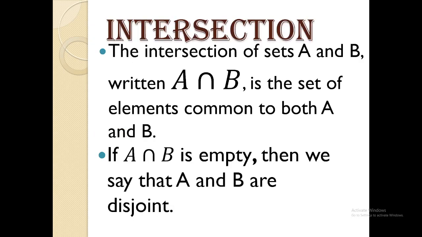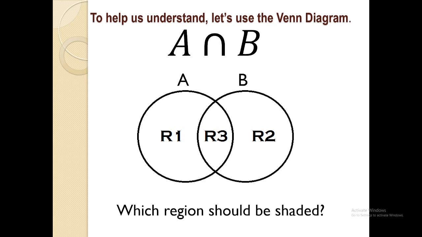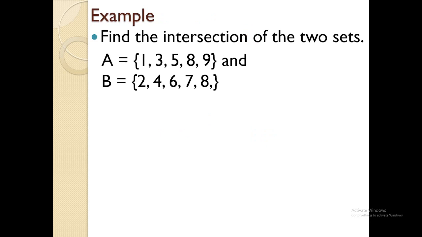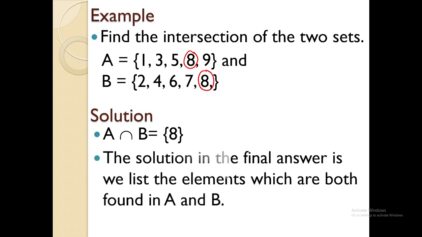Okay? Now, let's go to intersection. When I say intersection, this will be the symbol. Common. So, if we draw the Venn diagram, where should we shade? Region number 3. That will be the shaded region, because region 3 is the common region of A and B. Let's have an example. The common of A and B is the number 8. As you can see, in our first example, the number 8 is common. Therefore, the intersection of A and B is the number 8.